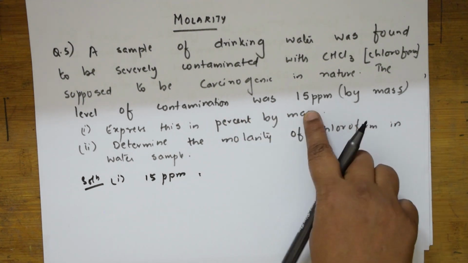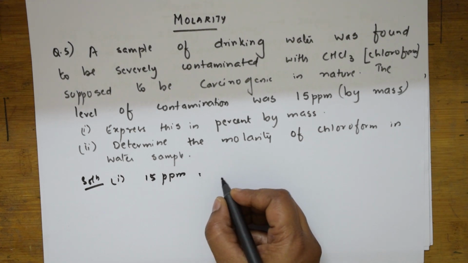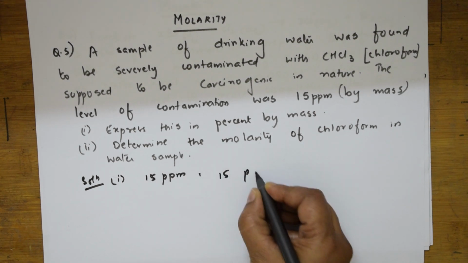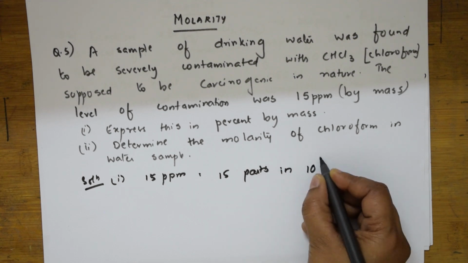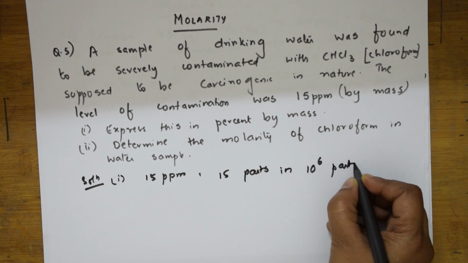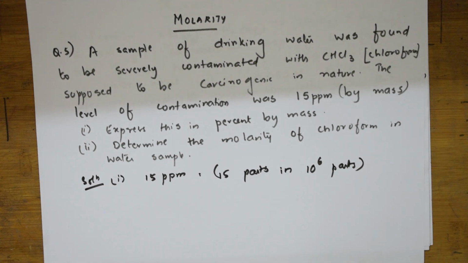That is why I'm picking up this concept. So 15 ppm is nothing but 15 parts in 1 million, that is 10 raised to 6 parts. This is what 15 ppm means. Right? So let us write.